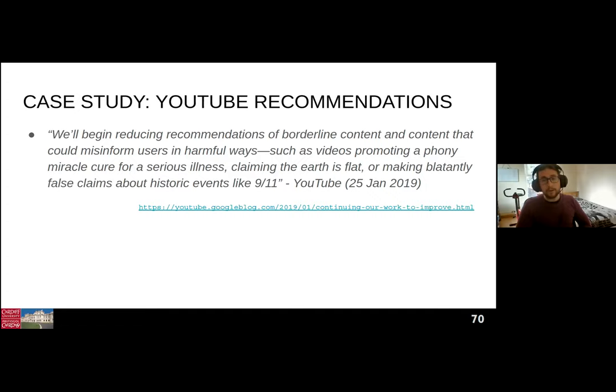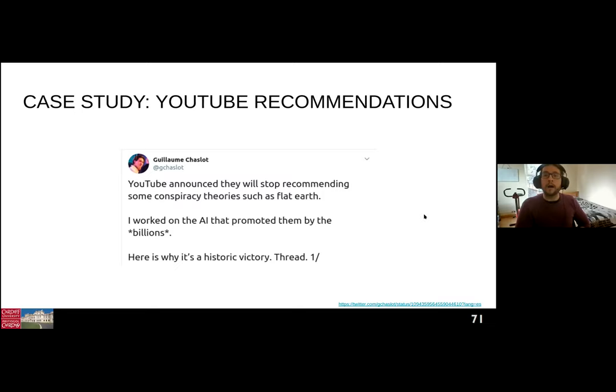So why is this an issue? It turns out that one of the employees most closely involved with the development of YouTube's AI exposed this on Twitter, and then there have been documentaries about what was happening before YouTube made this move. He said that he worked on the AI that promoted these conspiracy theories and harmful content by the billions, no? And he explained why this was a huge victory, etc.